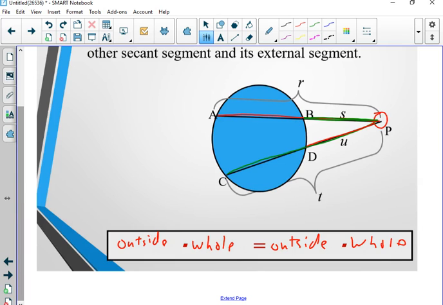And if you look at the letters up here, the whole is represented as little r, and the outside is represented as s. And on the other one, we have the whole represented as t, and the outside represented as u. So r times s equals t times u. Let's see it in action.